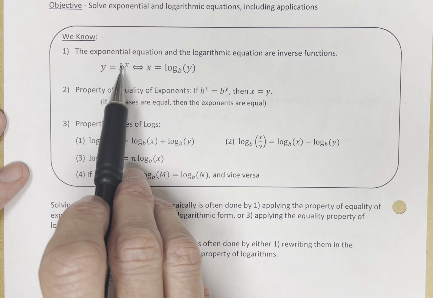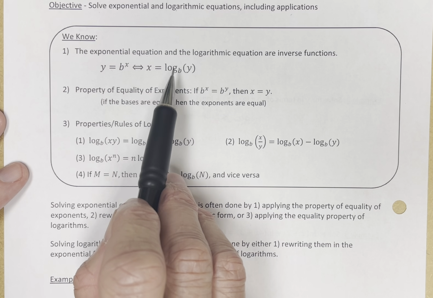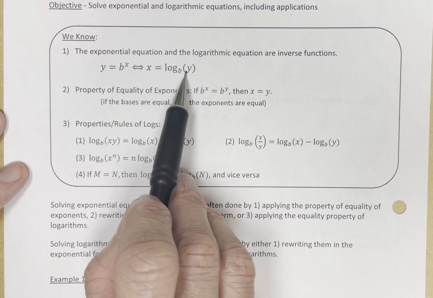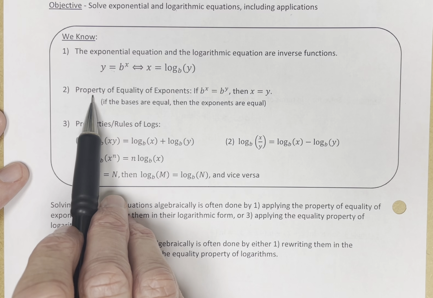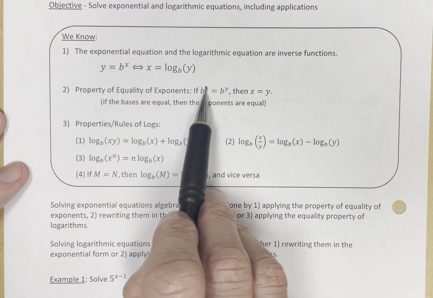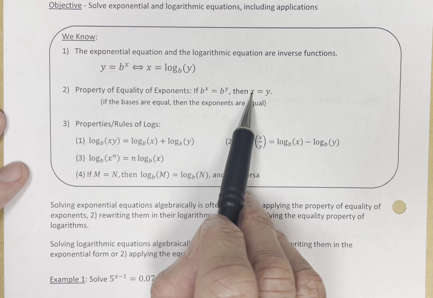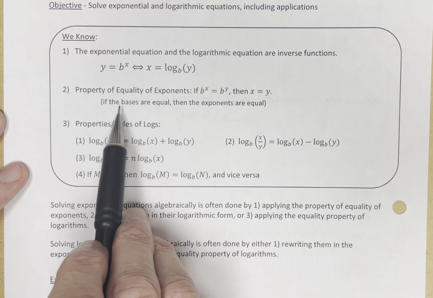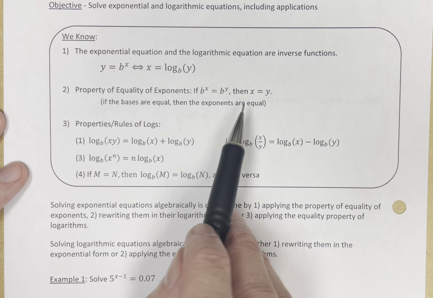So if we're here and we need to find the exponent, we can rewrite it in its logarithmic form. If we're here and we need to find the argument, normally the argument, we can rewrite it in its exponential form. We know the property of equality of exponents. In other words, if b to the x equals b to the y, if the bases are the same, then the exponents are the same. If the bases are equal, the exponents are equal. We'll see an example of that.